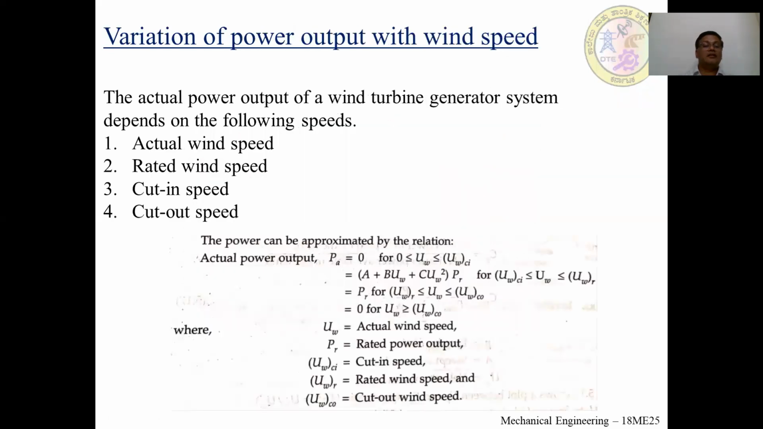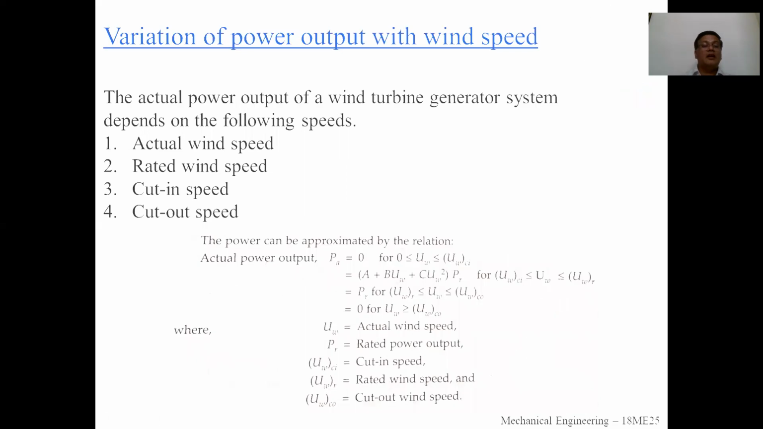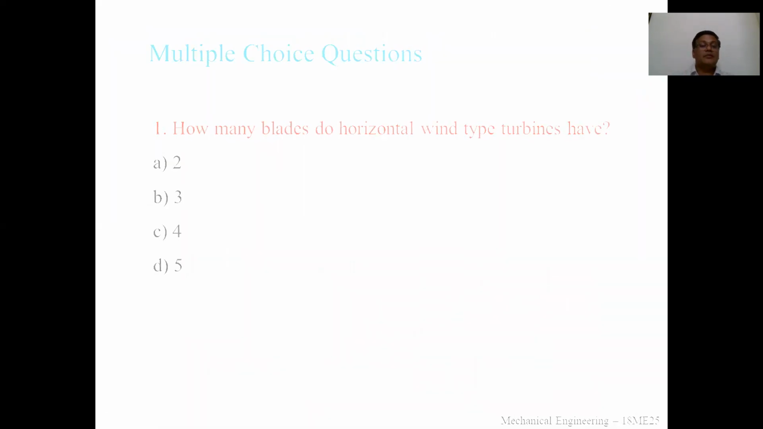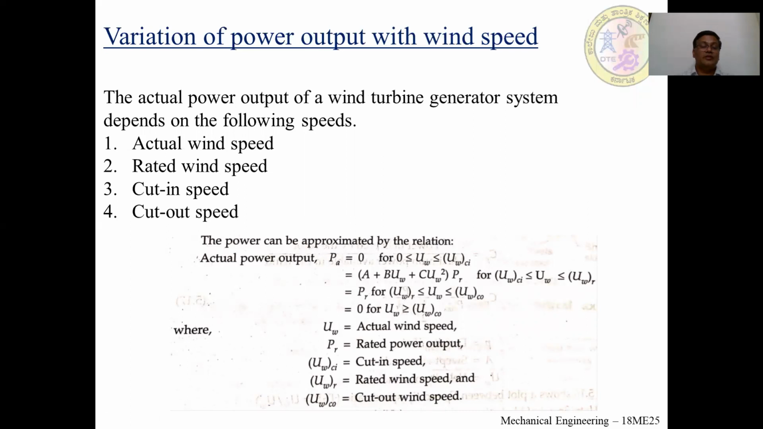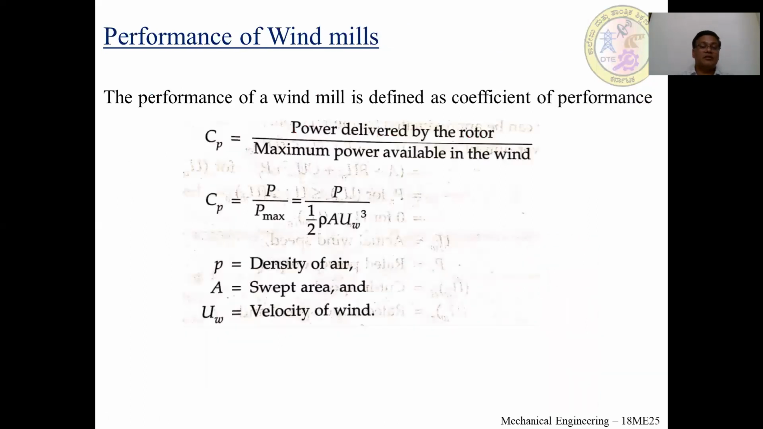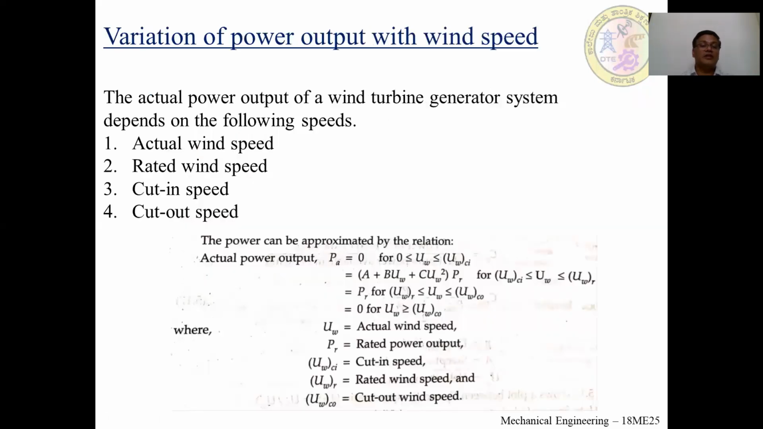And here you can see these are the different relations which describe the variation of the power output with respect to the speed. On that basis, we have different speeds with respect to power. Those speeds are nothing but actual speed, rated speed, cut-in speed, and cut-out speed. Based on this variation of power output with respect to speed and the performance, in the next session we are going to solve some numericals based on these parameters.